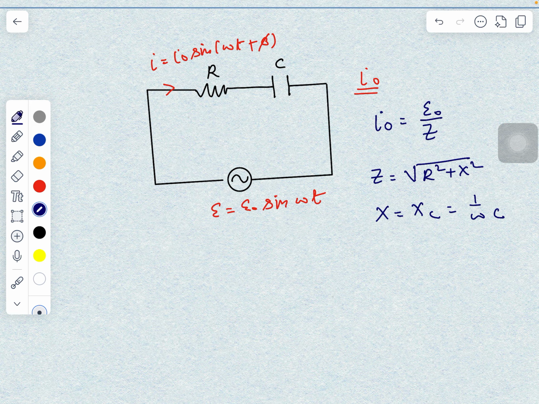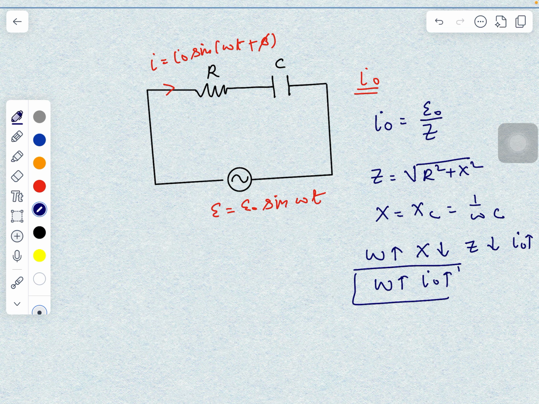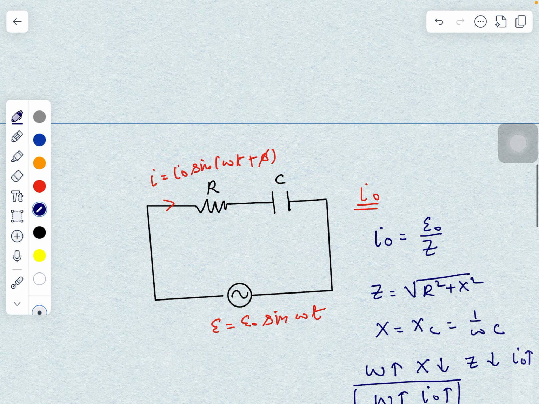Now if you see, ω is varying here. If ω increases, what will happen? Xc will decrease, and what will happen? Z will decrease, and what will happen? Current will increase. So for the higher ω, the peak value of the current will be higher. So it is a direct question of ω, and we can compare and directly write that.